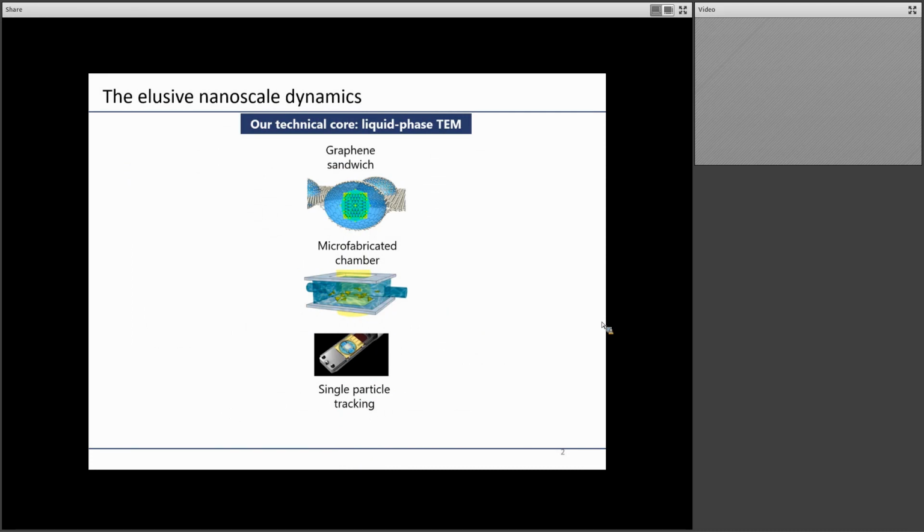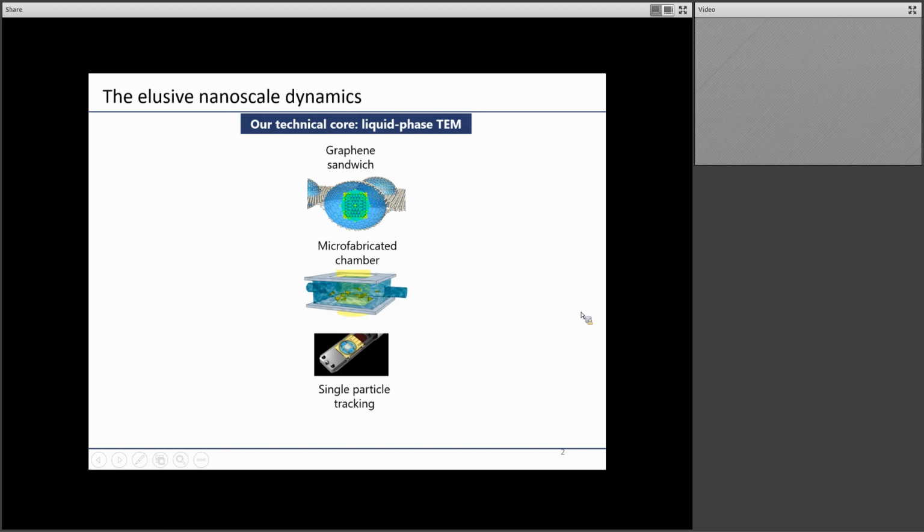We have two versions of the emergent liquid phase TEM tool, which can image a liquid sample with nanometer resolution in the high vacuum of TEM. So one is graphene layers sandwiching and sealing a liquid sample in between. The other is a microfabricated liquid chamber, which allows in situ TEM imaging and liquid flow with electric bias.